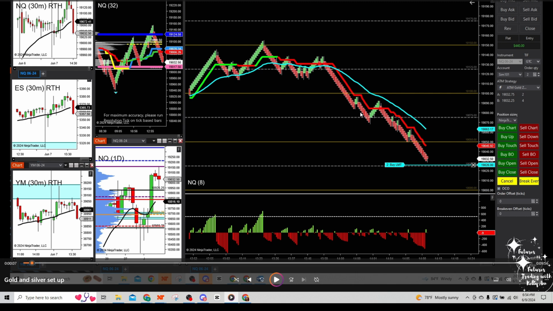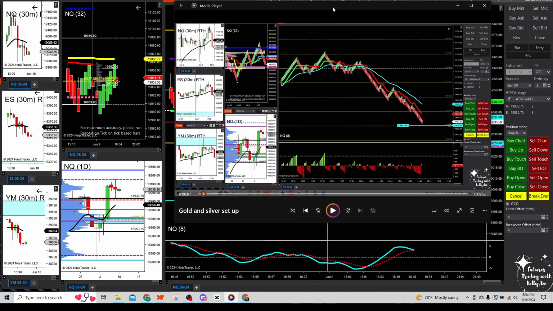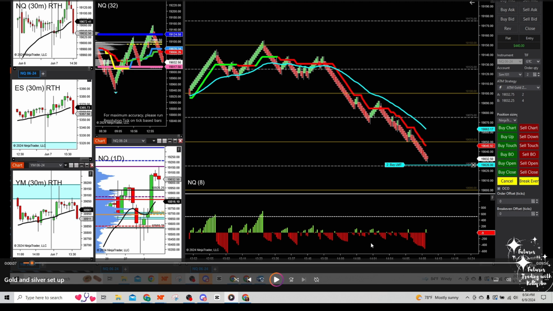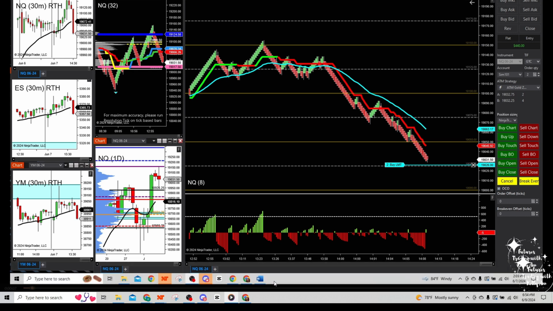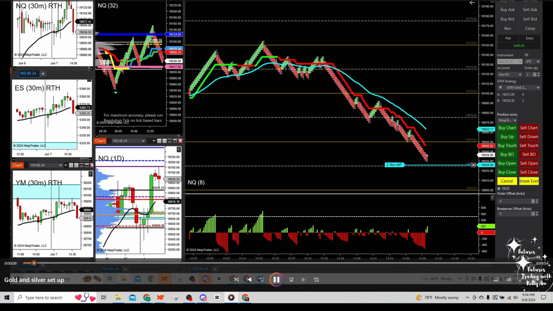All right, so here is this golden setup. You see here is my 50 line, this gold line here. I've changed it to turquoise, but initially I had it at gold, and it came below the 50, so it touched the 50. Now I have a limit order set here at 26, and I'm waiting for this to trigger. So let's turn it on for this new setup we're trying.